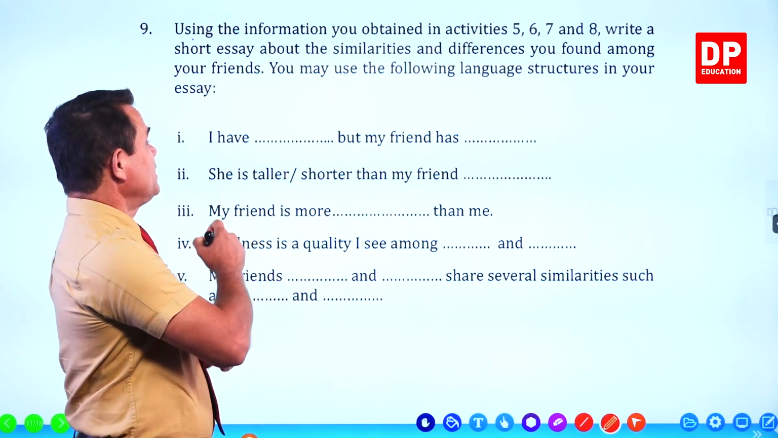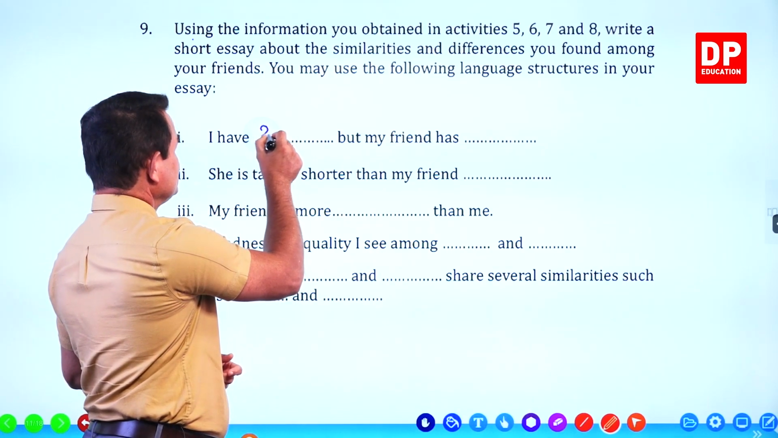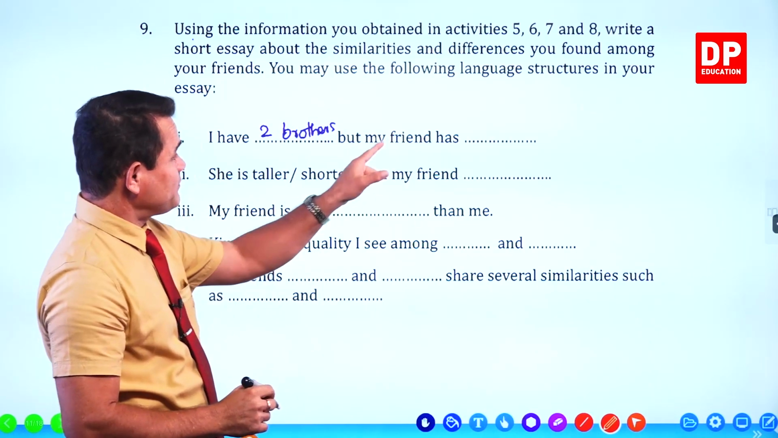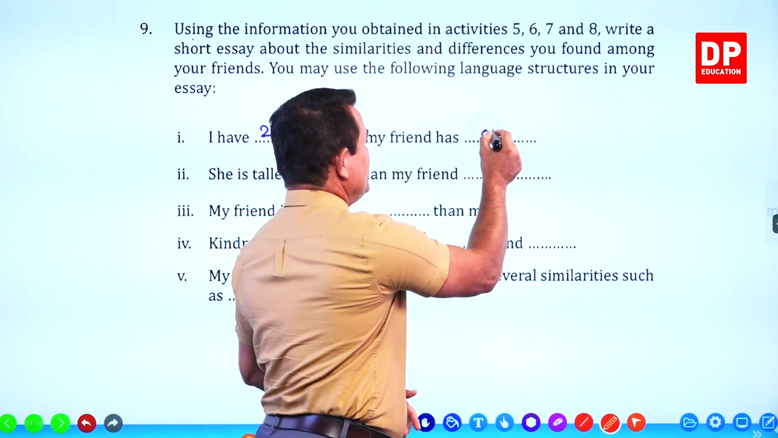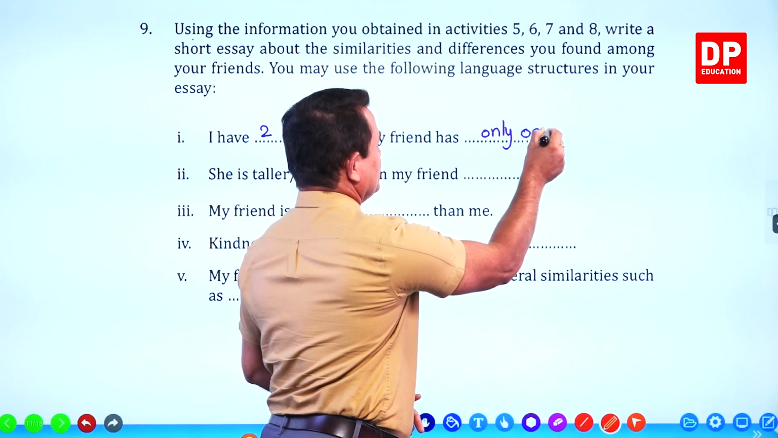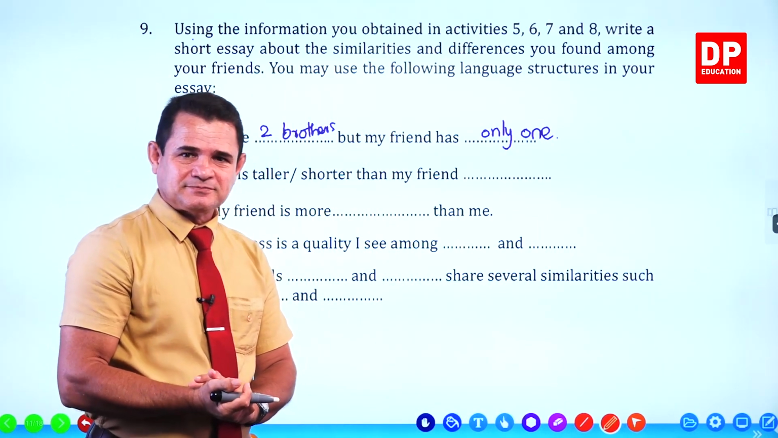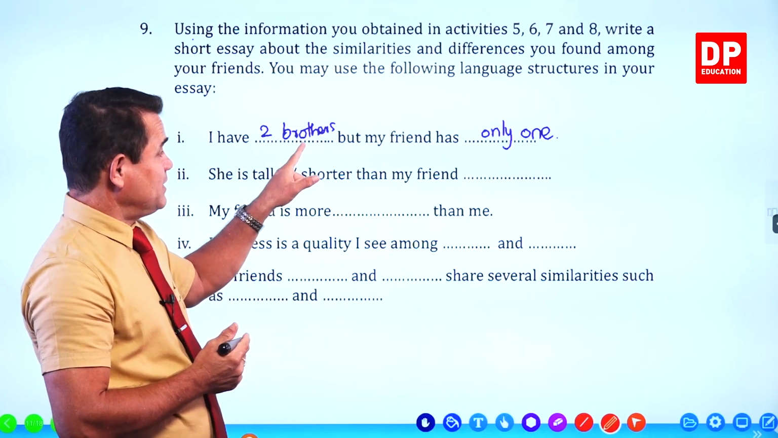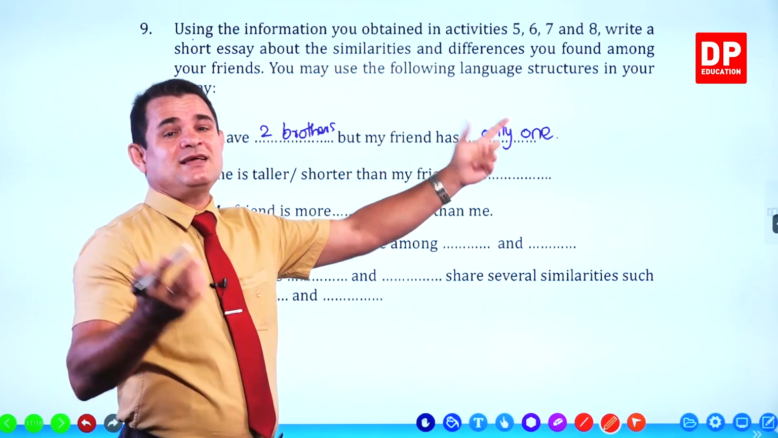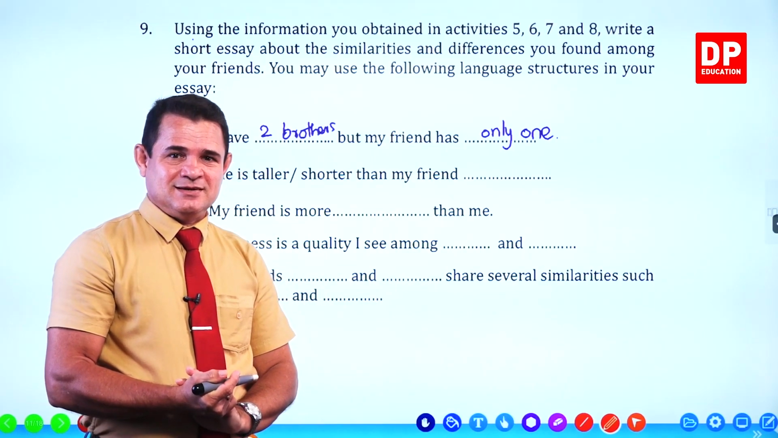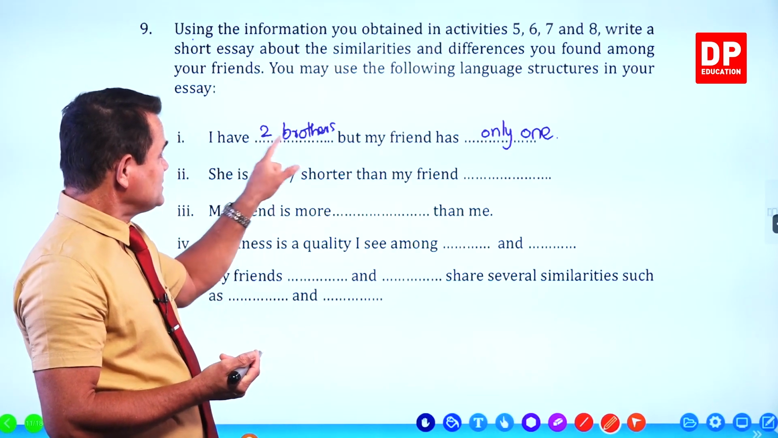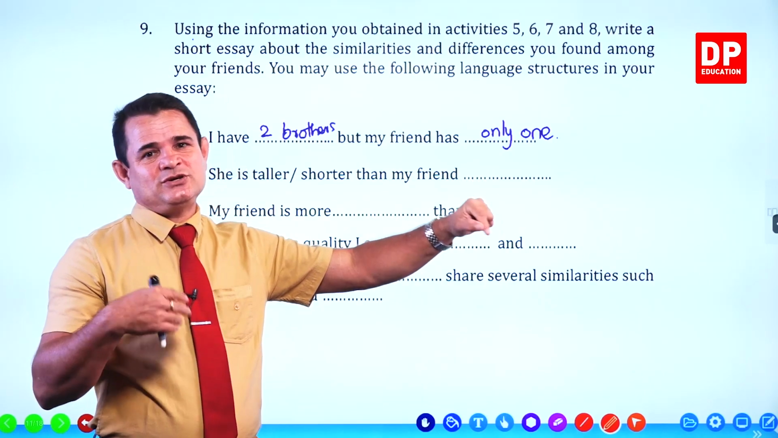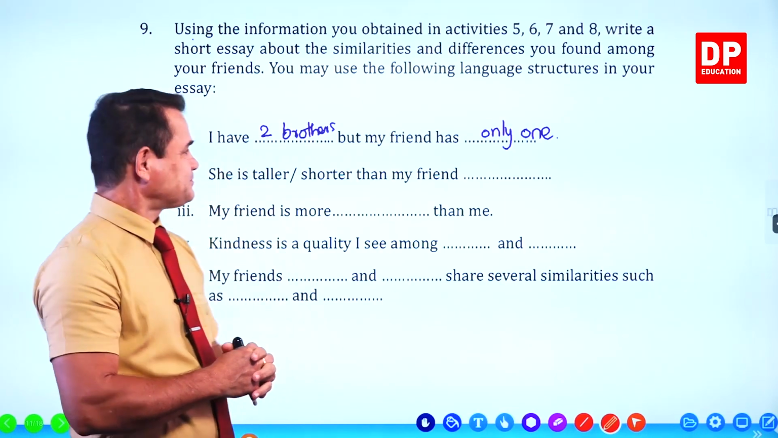For example, අපි බලමු. I have 2 brothers but my friend has only one. Very simple sentence. ඒ වගේ ඔයාගේ යාළුවගේ තියෙන වෙනස්කම්. I have a bicycle but my friend has no bicycle or doesn't have a bicycle. Right? I have no sisters but my friend has 3 sisters. What you have or what you don't have. Write in a sentence.